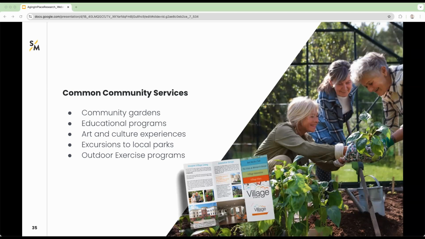And it's an added bonus when many of these activities have a sustainable aspect to them. Some common community services include community gardens, educational programs, and art and cultural experiences. Even a trip to a local park or group exercise programs. You get the idea. So no matter the activity or the service, the most sustainable aging in place strategy will always be a combination of home modifications and community support.